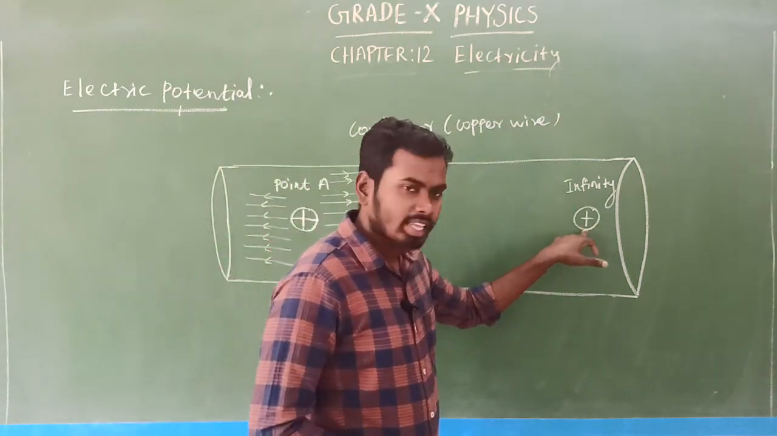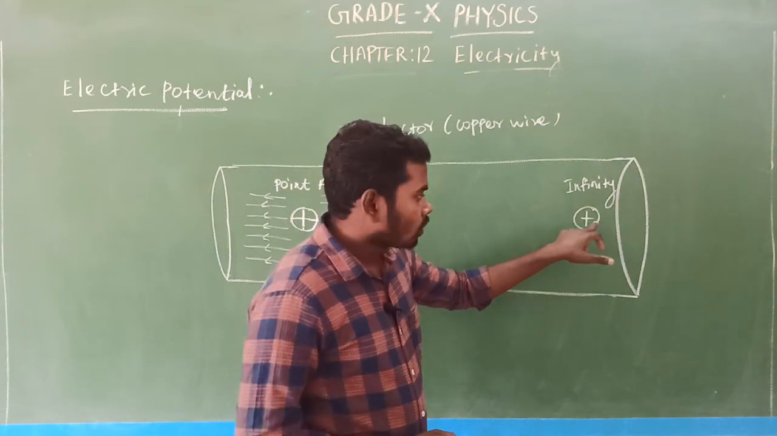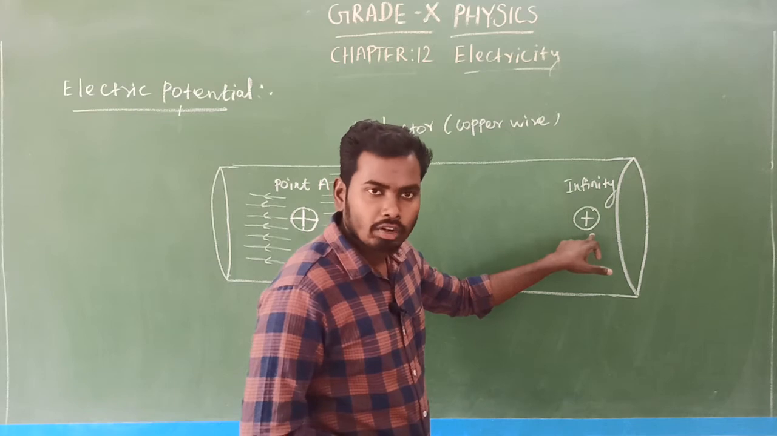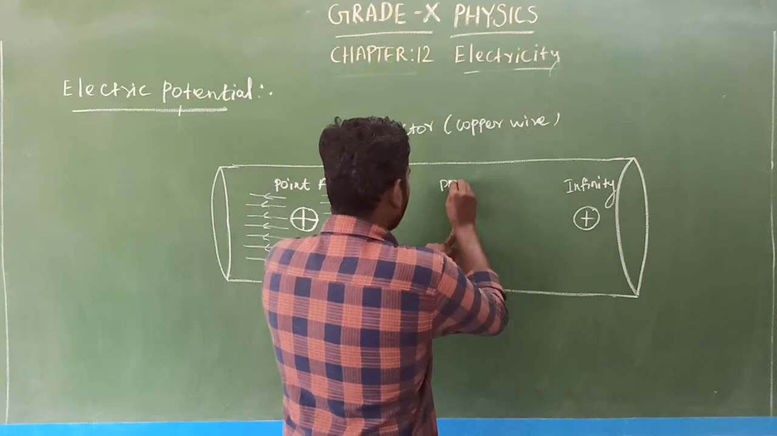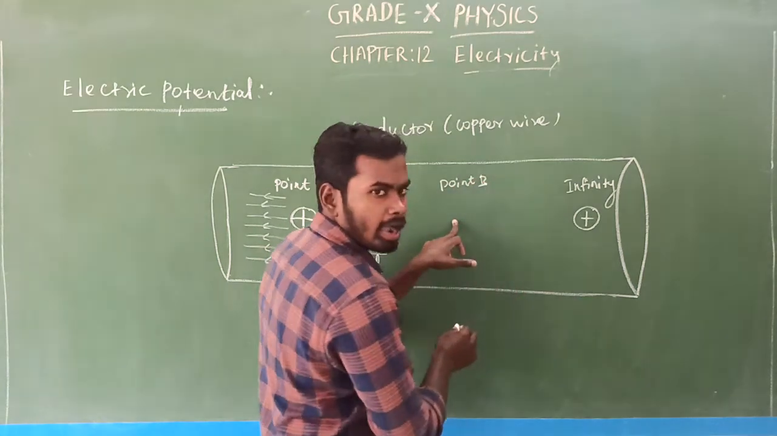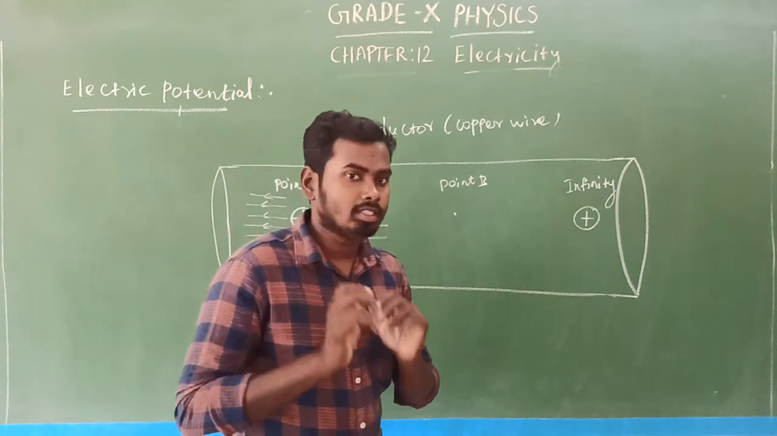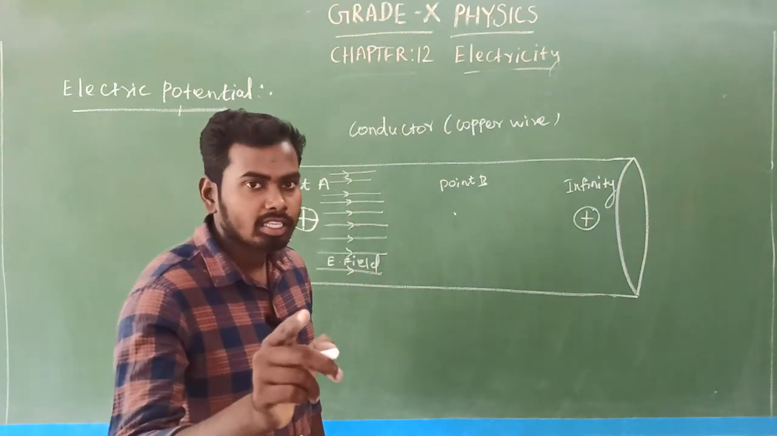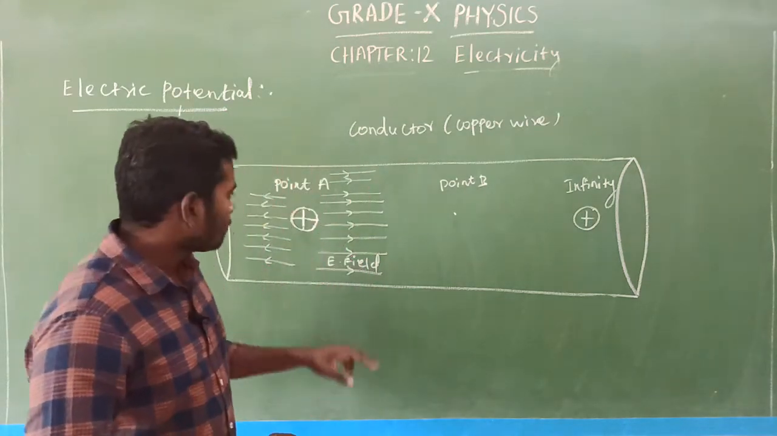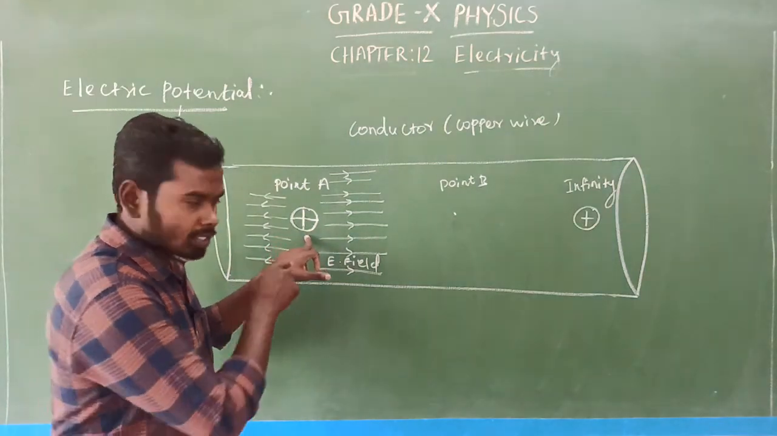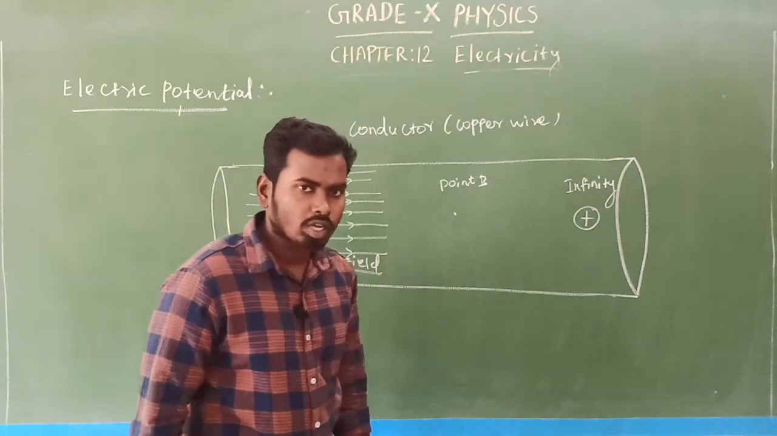Consider the same positive charge placed at infinity, to bring this charge to this point. What is that point? Consider this is point B. At point B, we have to spend more energy. Am I right or wrong? Why, sir? Why do we have to spend more energy? Look at here, because this is a positive charge, and that is also a positive charge.